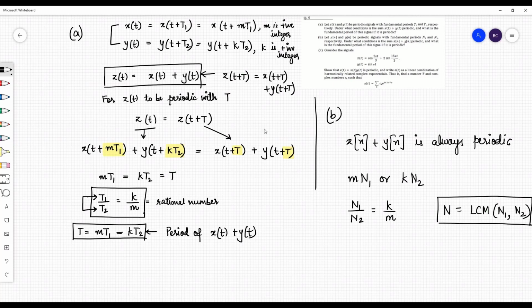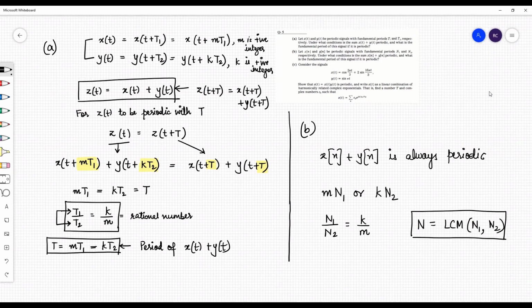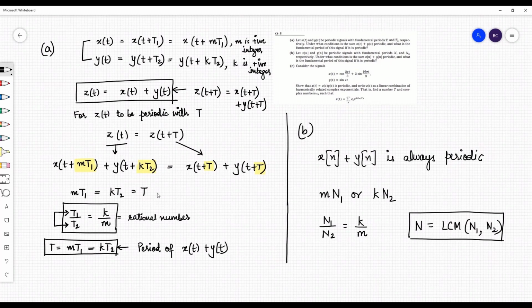So this is a major difference between the periodic nature of the summation of two signals when they are continuous time and when they are discrete time. All right. Continuous time signals: if there are two periodic continuous time signals, their summation will be periodic only if the ratio of their individual periods is a rational number, of the form k by m. But in the case of discrete time signals, if there are two discrete time signals xn and yn having individual periods N1 and N2, their summation is always periodic. There's nothing to check there.